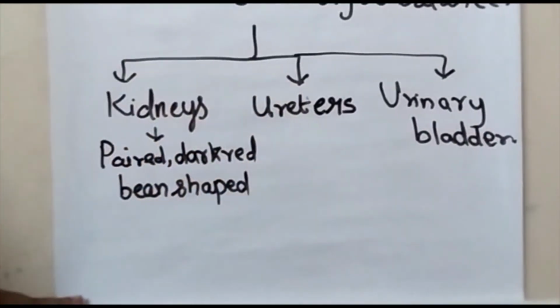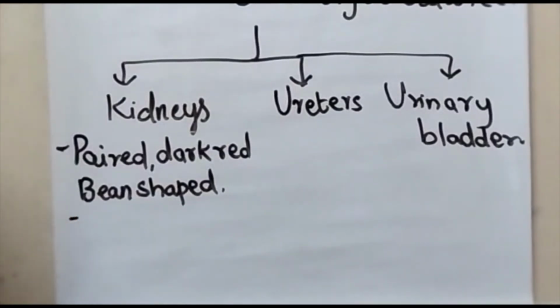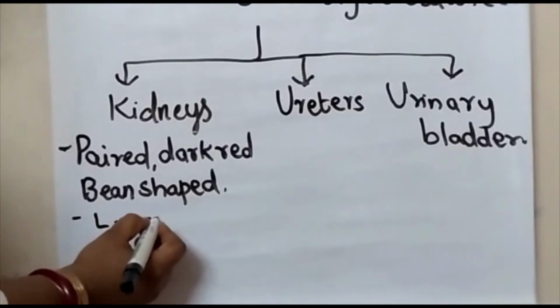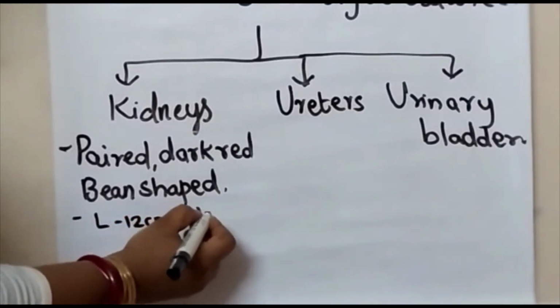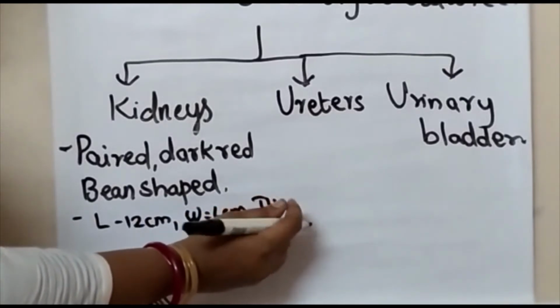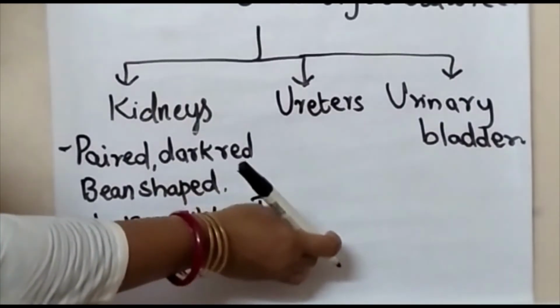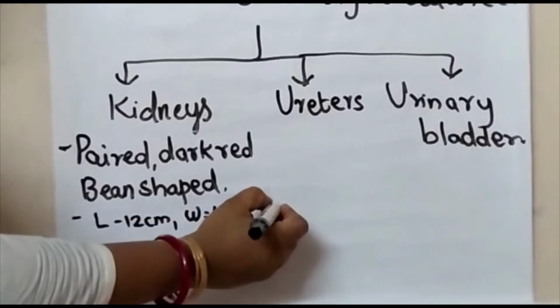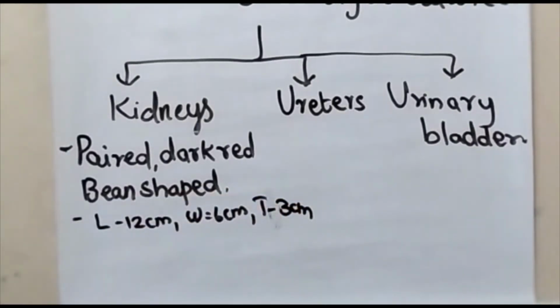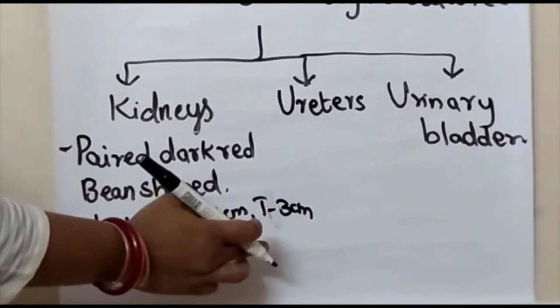Okay, children. The average kidney of an adult measures about 12 centimeter in length, 6 centimeter in width, and 3 centimeter in thickness. For thickness, I have written T here, children. Length, width, and thickness.